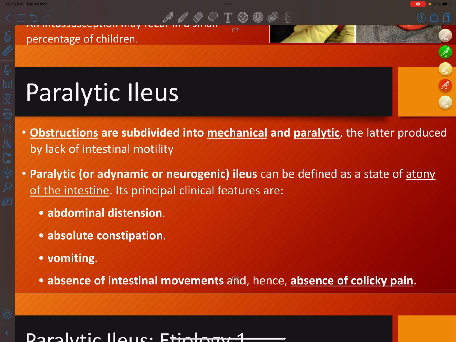So paralytic ileus is an obstruction, but due to paralysis rather than mechanical obstruction. It presents with abdominal distension, absolute constipation, and sometimes vomiting, with no bowel activity, no bowel sounds, and no pain. Because there is no peristalsis and no bowel sounds, there is no colicky abdominal pain. Usually the pain is from exaggerated peristalsis.